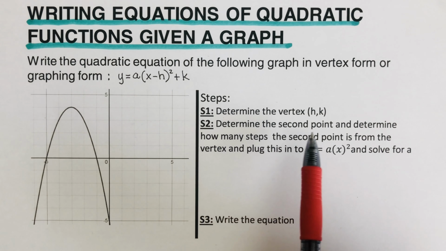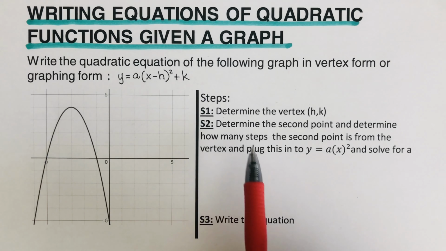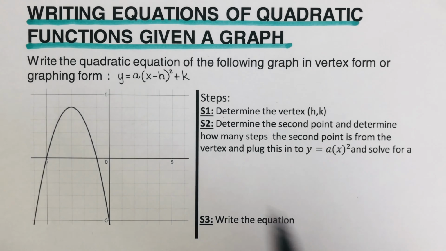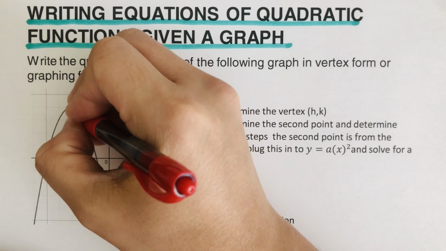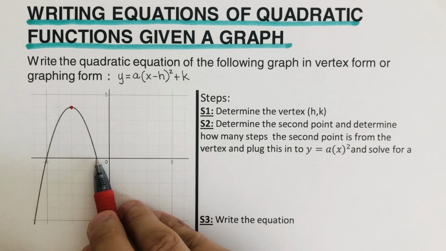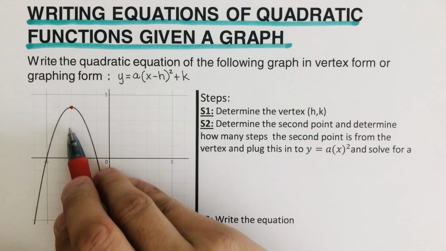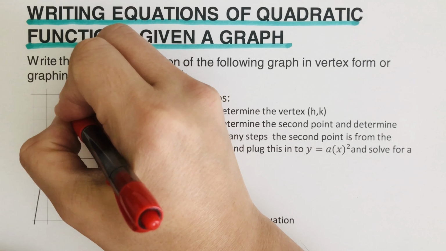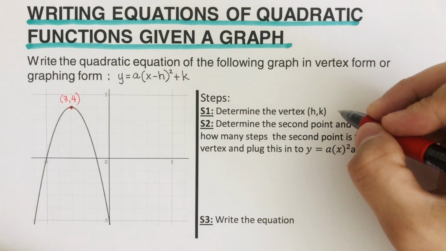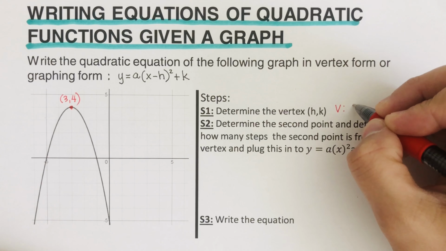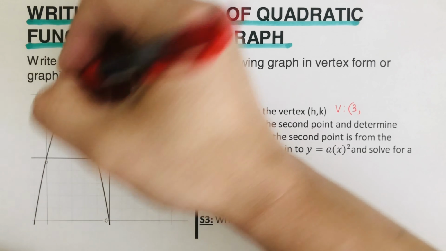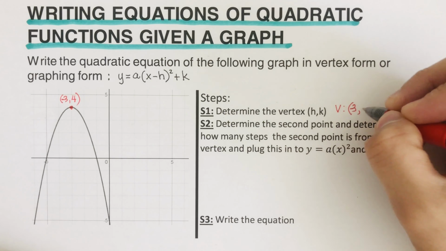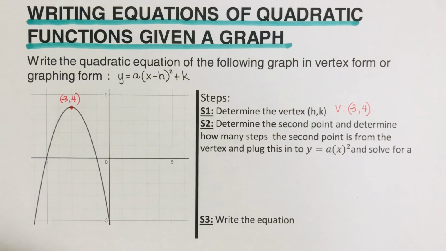Step 1 is to determine the vertex. So the vertex for this graph is up here. That's the vertex, and this point is 1, 2, 3, then 1, 2, 3, 4. So our vertex is 3, and that's negative 3, since we went to the left. So that's negative 3 and 4. Okay, so that's the vertex. That's the first step. We determine the vertex.